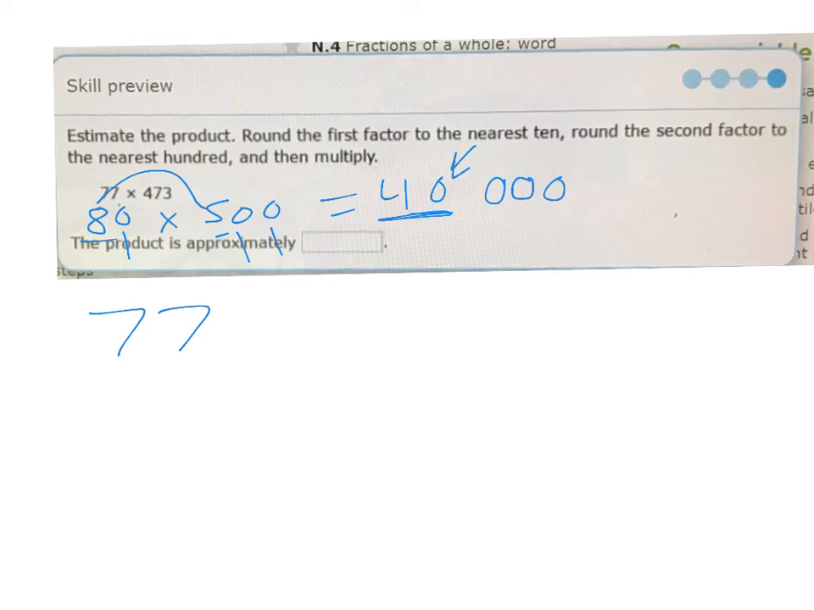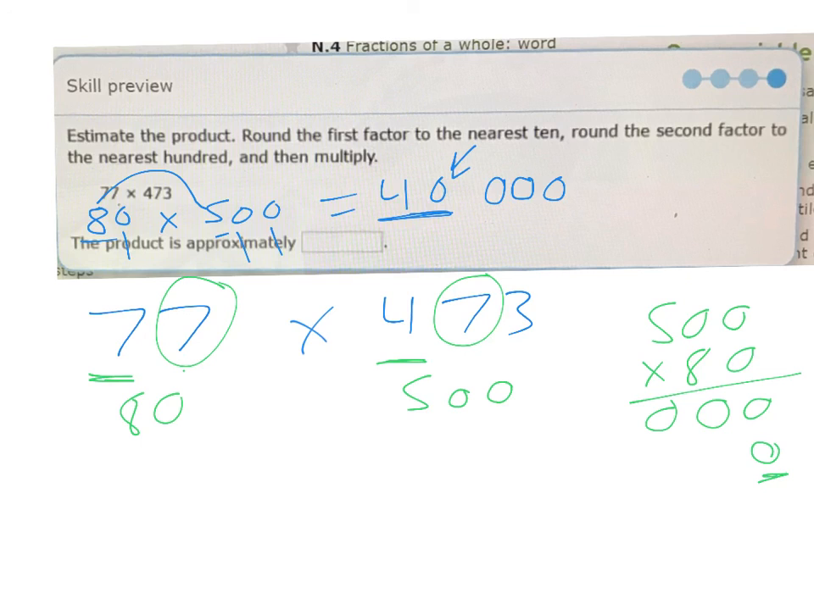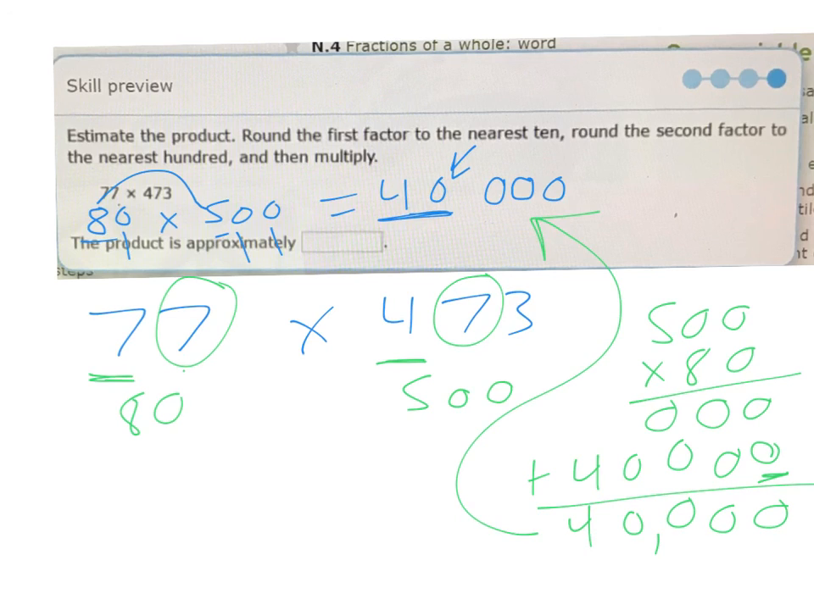Just to visualize that for you again, 473, underline, we want the nearest 10 in this number and the nearest 100 in this. Circle the digit to the right. 7 says it goes up to 80. 7 here says it goes up to 500. Doing the math over here, 500 times 80. 0 times 0, 0 times 0, 0 times 5 is 0. 0 down. 8 times 0, 8 times 0, 8 times 5 is 40. Add it together is 40,000, as we said.